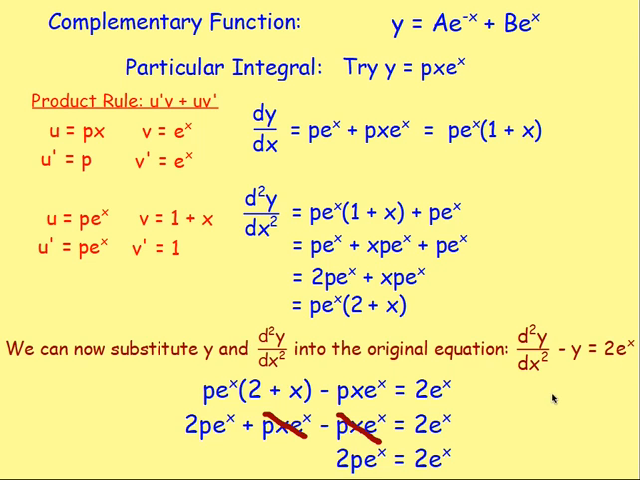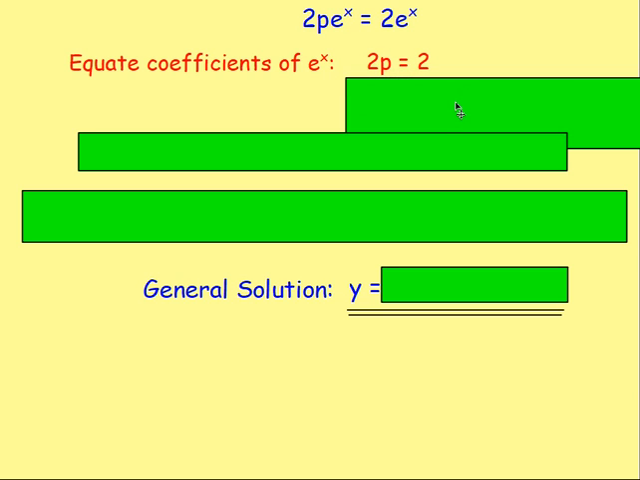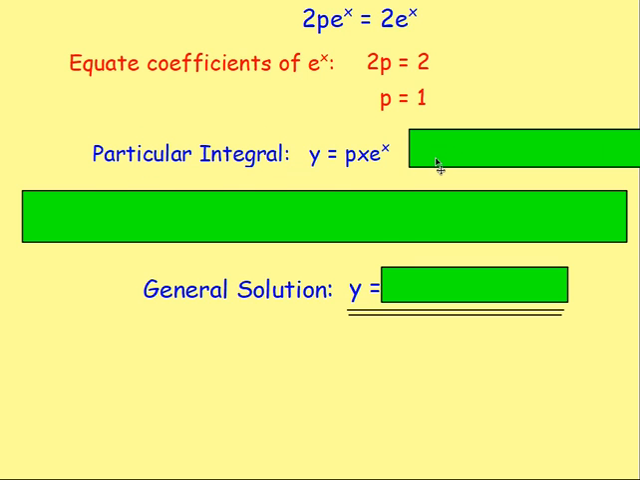We need to find the value of p, and the way we do that is we look at the coefficients. Look at the coefficients of e to the power of x. They have to be the same on the left and the right because both sides are equal. So over here you've got 2p e to the power of x, and here you've got 2 e to the power of x. So if we equate the coefficients, we know then that 2p must equal 2, meaning that p equals 1. Therefore, the particular integral, we had px e to the power of x. Because we have found that p is equal to 1, we can replace that, so that becomes 1x e to the power of x.